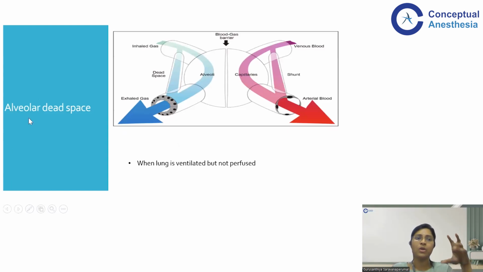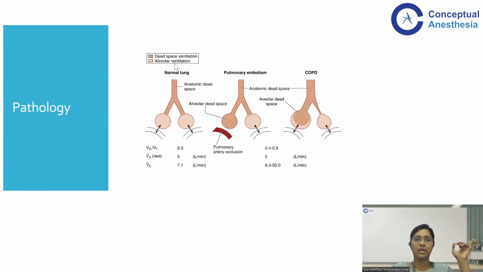Next, coming on to alveolar dead space. As I've said earlier, the alveolar dead space is the volume of inhaled gas that has passed through the alveoli, but the blood has not passed through the alveoli. This constitutes the shunt when the lung is ventilated but not perfused. In a normal lung, this alveolar dead space is not that significant. Only the anatomical dead space is significant.